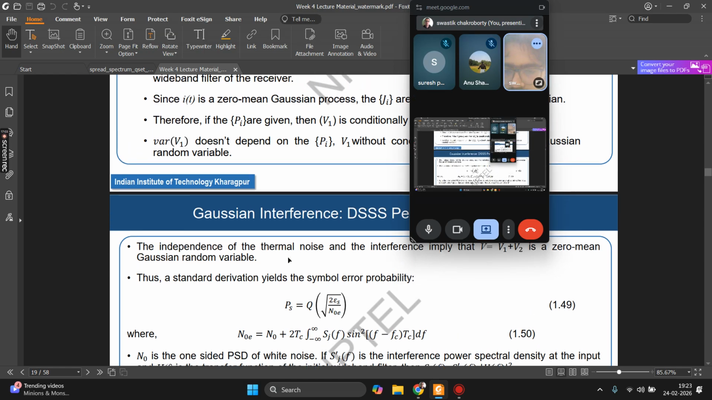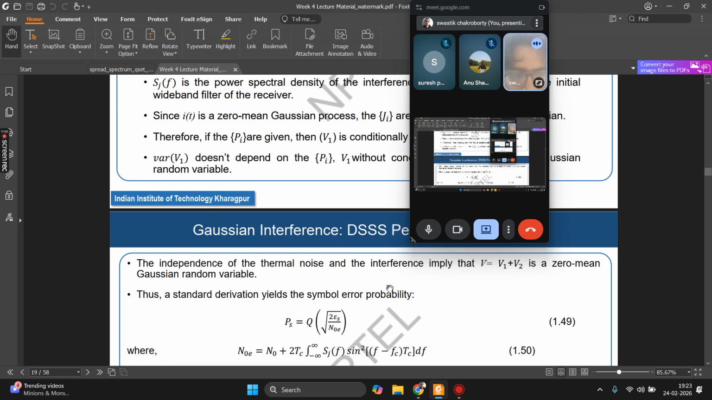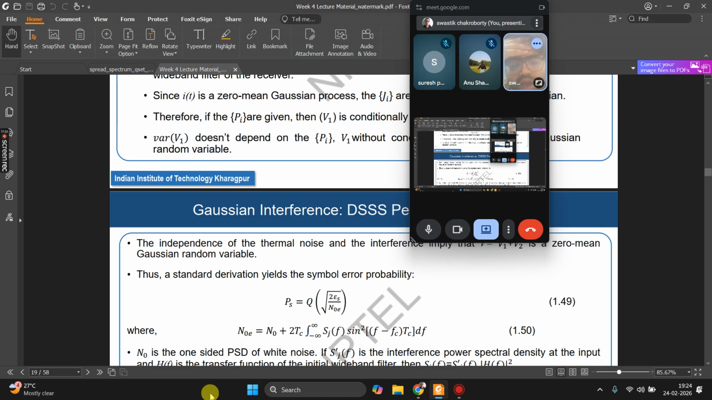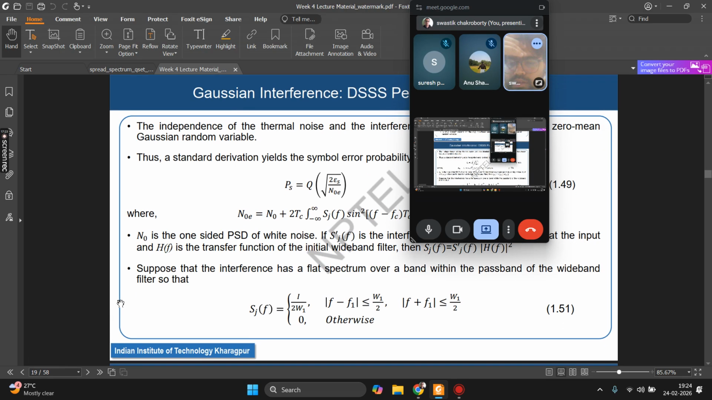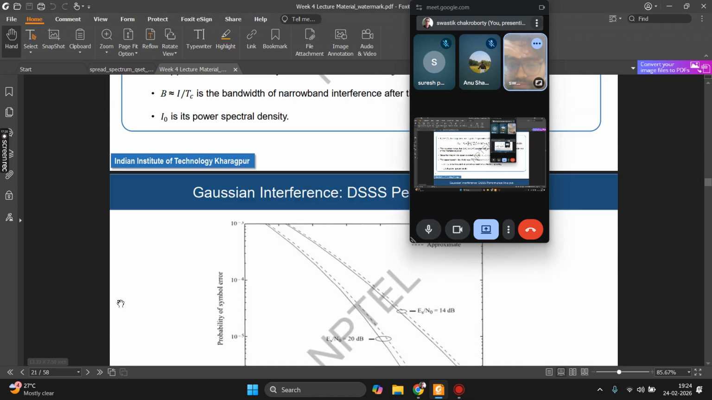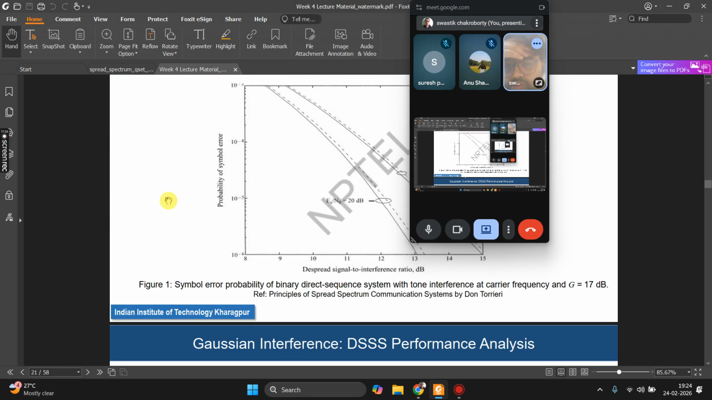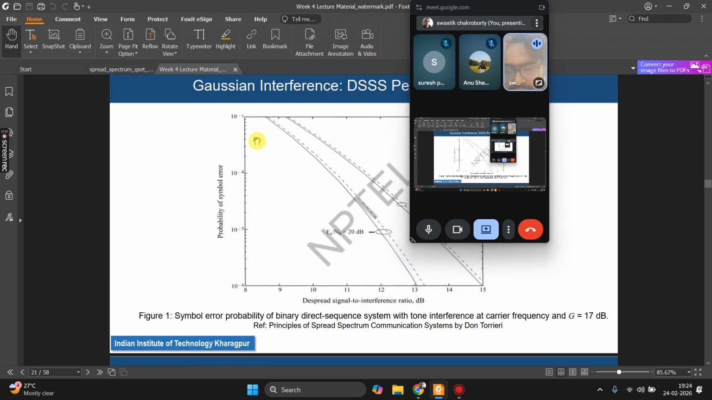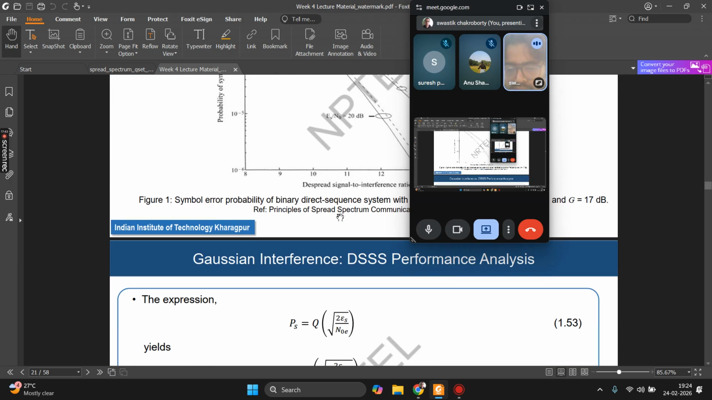This variance of V1, and the independence of thermal noise and interference, imply that V equal to V1 plus V2, interference plus noise, is also Gaussian, because interference is Gaussian, noise is Gaussian, and they are independent. So the addition of interference and Gaussian noise will also give you a zero mean Gaussian random variable. Again there is a plot for the binary signal to interference ratio versus probability of symbol error. You have to plot this kind of plots in the MATLAB assignments.